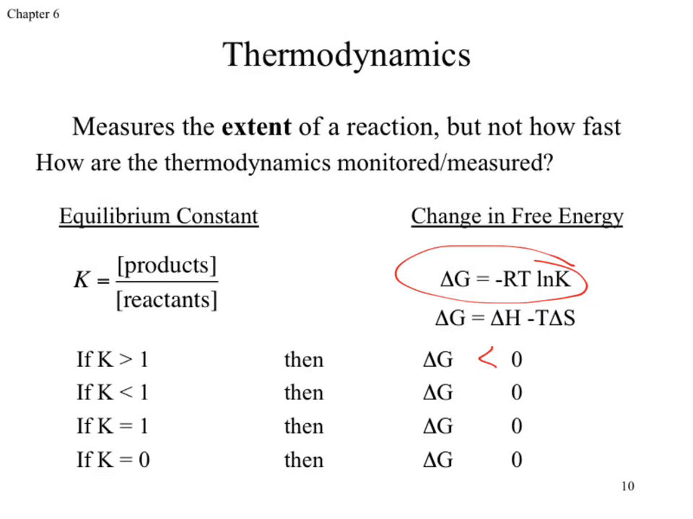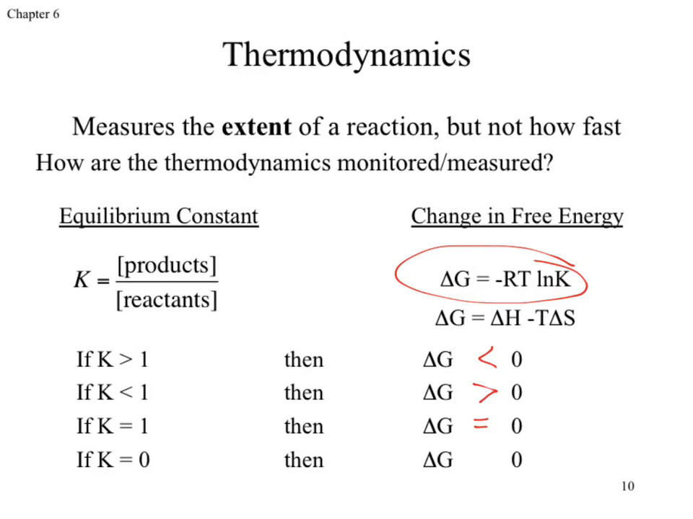What if your equilibrium constant is less than 1? You're going to have a positive value. Your product concentration is smaller than your reactants. What happens if your equilibrium constant equals 1? Okay, the concentration of products and the concentration of reactants are the same, and your Gibbs free energy is 0. There is no favoring.